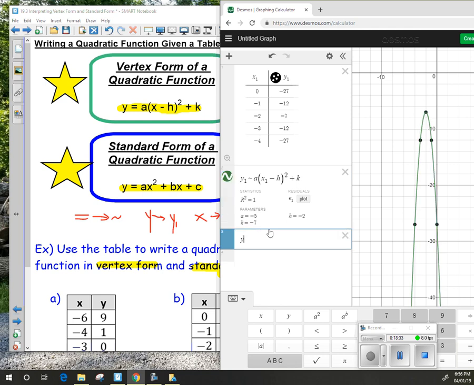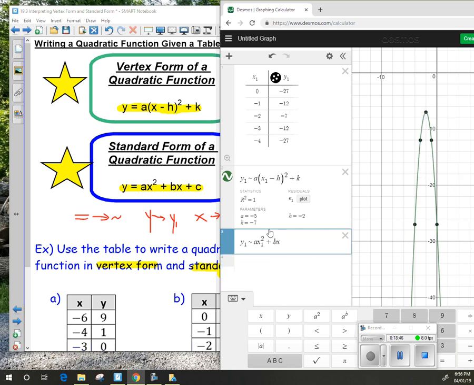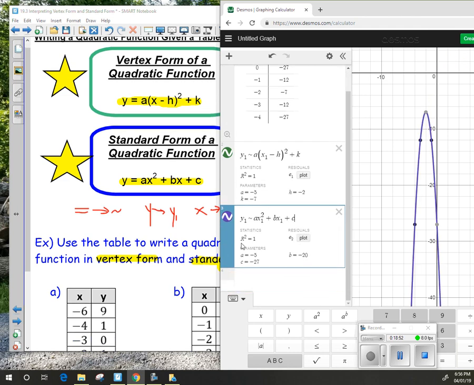And then here for my standard form, y1 tilde a x1, I also want to square that, plus b x1 plus c. And there's my a, b, and c for standard form.